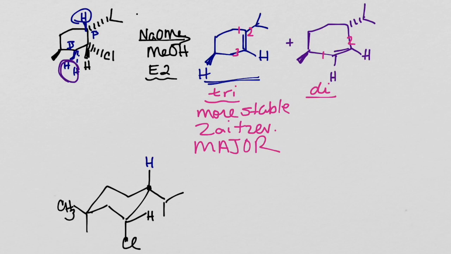Now, if I take a look, this proton is anti-periplanar to the chlorine, so I will have no problem eliminating this beta proton with my methoxide base, losing my chlorine and generating that more stable intermediate.